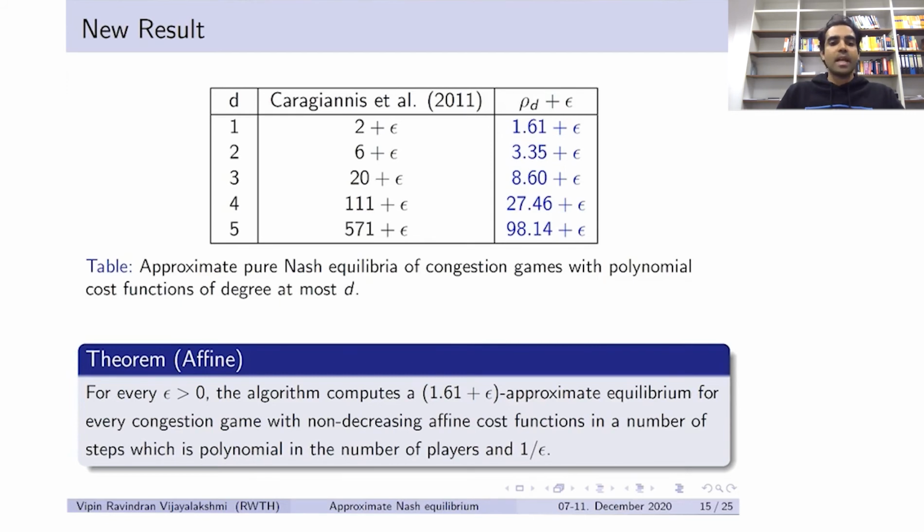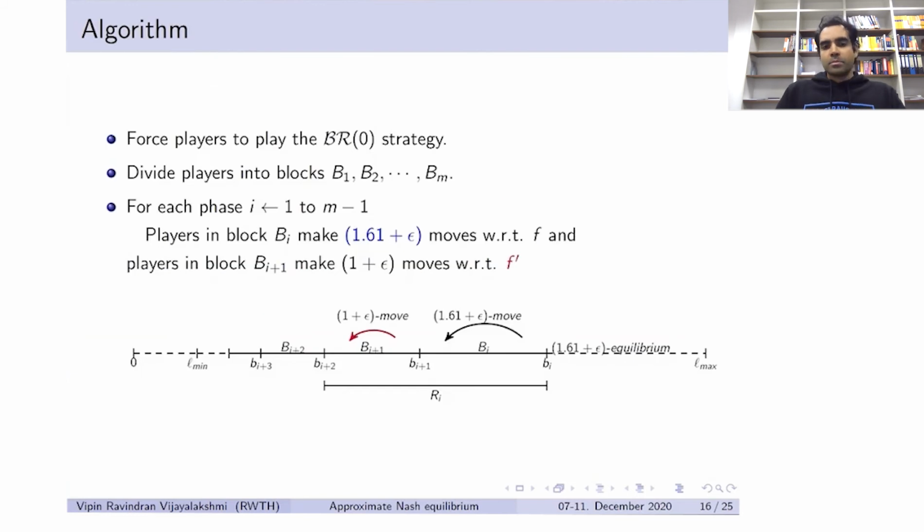We show that for every epsilon greater than 0, our algorithm, which is an adaptation of their algorithm, computes a 1.61 plus epsilon approximate equilibrium in polynomial time. Now let's look at the algorithm. The algorithm is pretty simple.